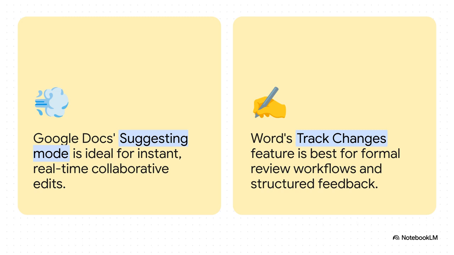So when it comes to the actual writing and editing, you've got two main ways to go. Think of Google Docs suggesting mode. It's perfect for that fast live collaboration, brainstorming together, making little tweaks on the fly. But for a more formal review, where you want to see every single change and approve them one by one, Microsoft Word's Track Changes is the gold standard. It's all about using the right tool for the right task.